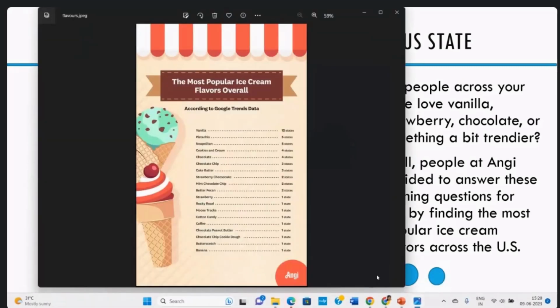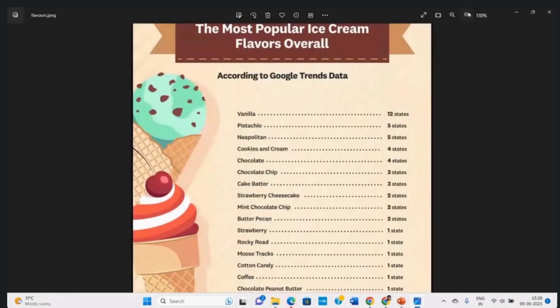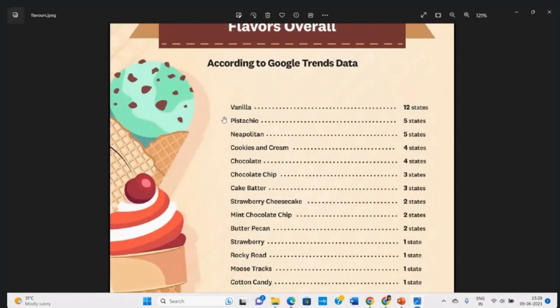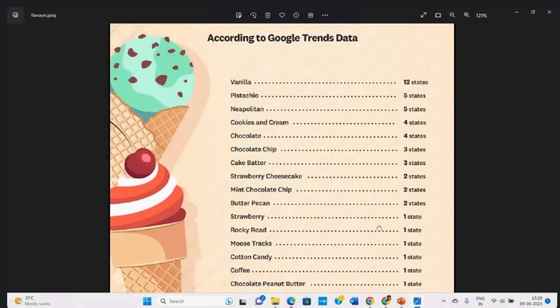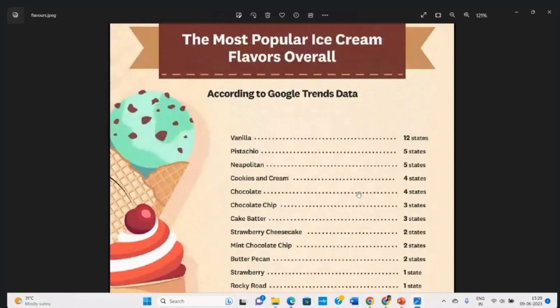They can conclude which flavors are popular here. If I zoom in a little bit, you can see that vanilla is popular in 12 states, pistachio is popular in 5 states, Neapolitan in 5 states, cookies and cream and chocolate both in 4 states, chocolate chip in 3 states, and so on. You can see the list of flavors popular in the US.